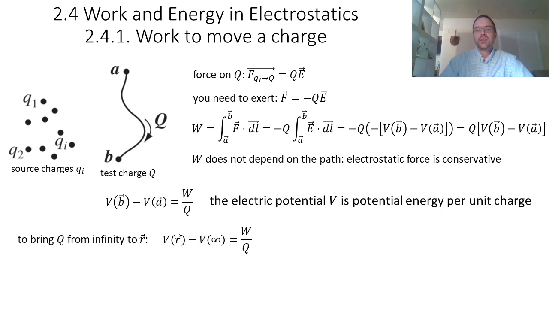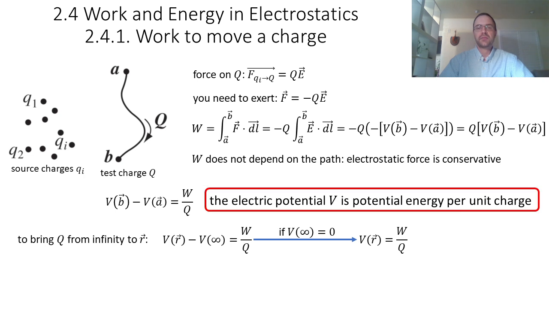Now, usually the reference potential energy is taken at infinity. So we can write the equation with point A being a point at infinity and point B being a point at the position R. So we have V(R) minus V(infinity) equal W over Q. And taking the convention that V at infinity is 0, then V(R) is W over Q. Again, the electric potential V is potential energy per unit charge. This is our first important result about electric energy: that energy is QV, or V is energy over Q.